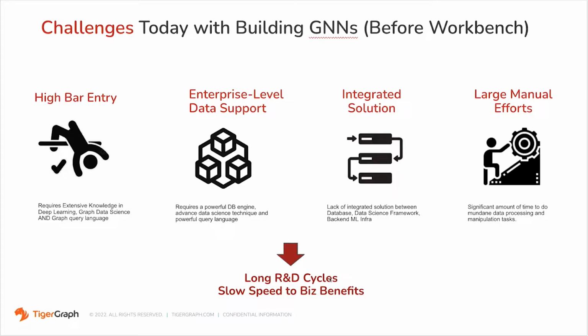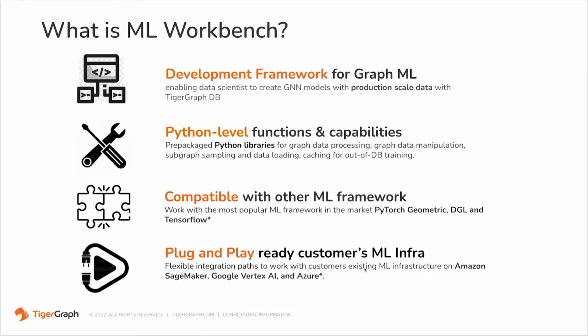The ML Workbench is a Python development framework that allows you to quickly develop your own GNNs. It is natively integrated with TigerGraph, a native distributed MPP graph database, which means you can easily manipulate, process, and export your graph data with speed. The ML Workbench is platform and framework agnostic, meaning it can easily be plugged into your existing ML infrastructure, such as SageMaker, Vertex AI, and Azure. And it will work with your existing ML pipelines leveraging PyTorch Geometric, DGL, and TensorFlow.